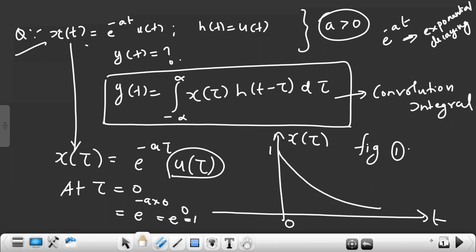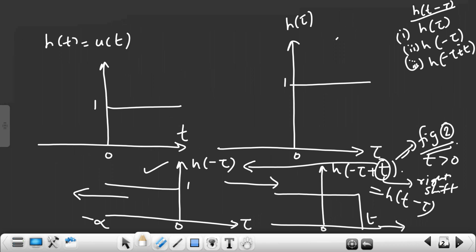So what were the steps? X of t and h of t were given to you. First, you write the equation for the convolution integral. Then you plot x of tau. After plotting x of tau, you plot h of tau. Then you take the reversal, that is h of minus tau. Then you plot h of minus tau plus t, so that it shifts towards the right side by t units. But the value of t is not known to us, so I will assume t as the negative case and then t as the positive case.